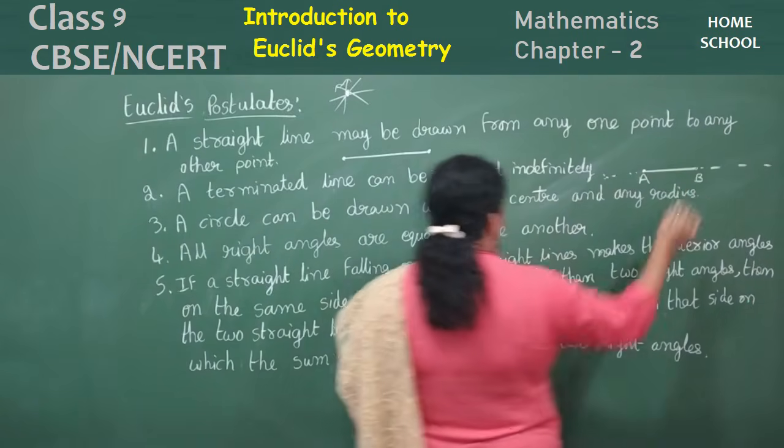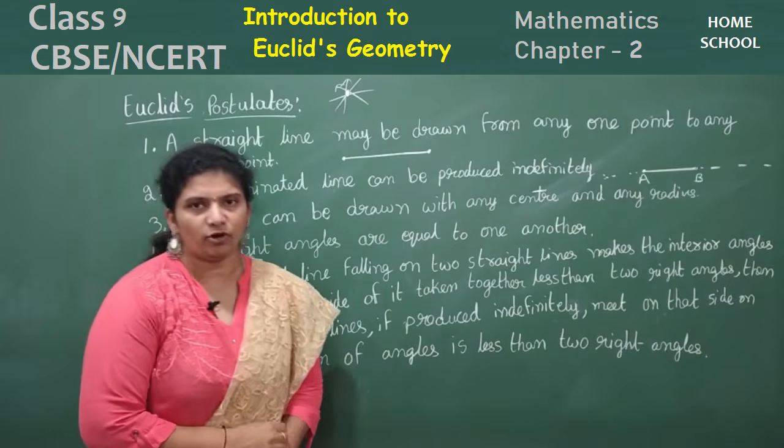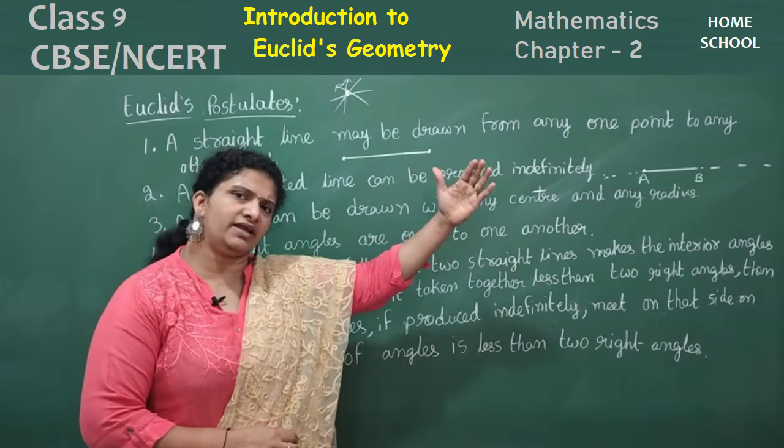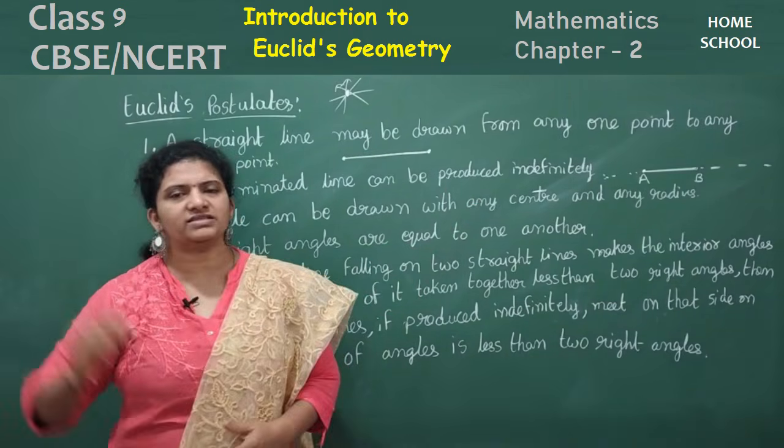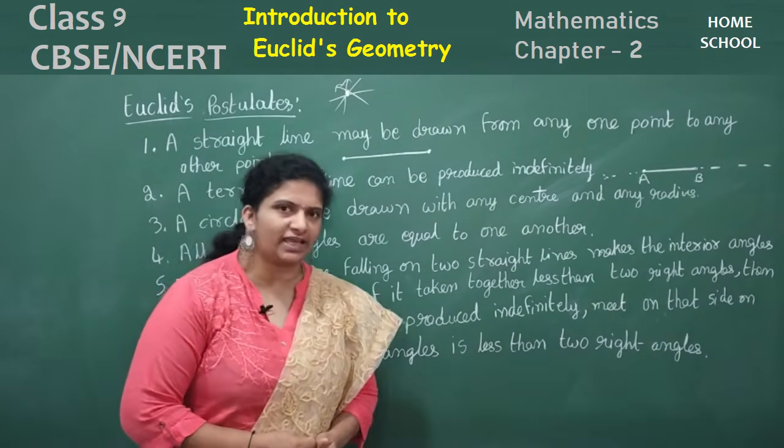AB is a terminated line with two endpoints. So B can be extended indefinitely, and A can be extended indefinitely. That is your second postulate.